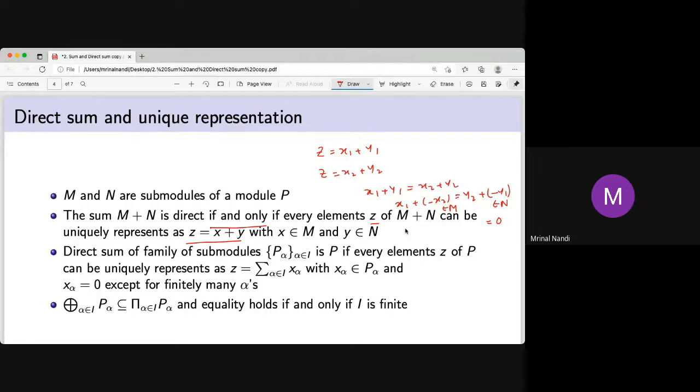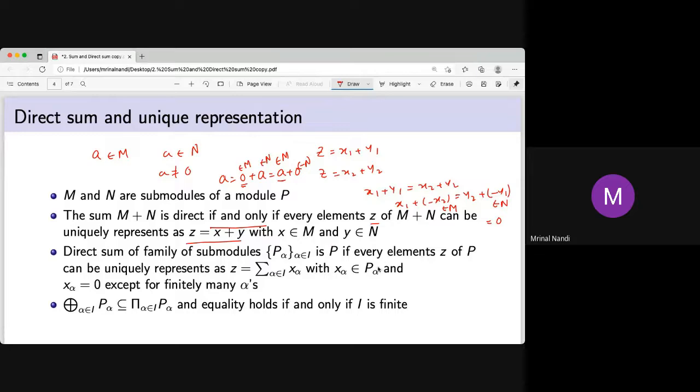If this representation is unique, then the sum must be direct. In the contrapositive way, you can say if the sum is not direct, then you can always have two different representations. If there is a non-zero element, say A, in M and also in N, you can represent it in two different ways. That is, A is in M and A is in N also, and A is not equal to 0. You can write A as 0 plus A, and again as A plus 0. Two different representations: in one, 0 is in M and A is in N, and in the other, A is in M and 0 is in N. But A is not equal to 0, so these are two different representations.